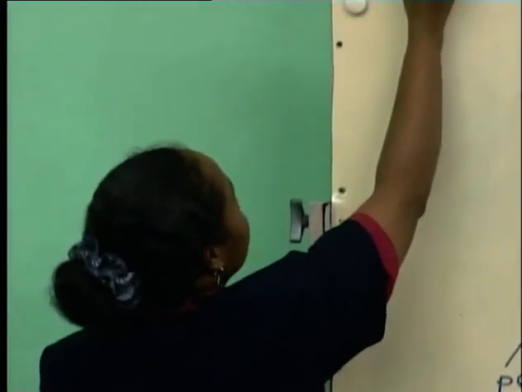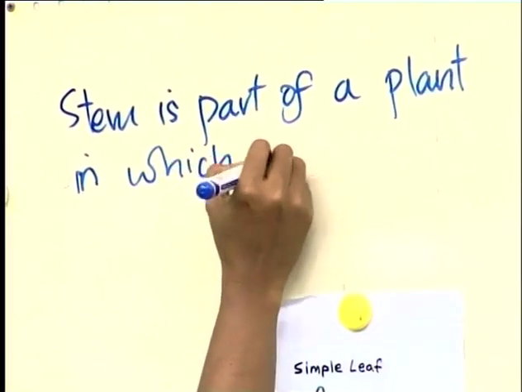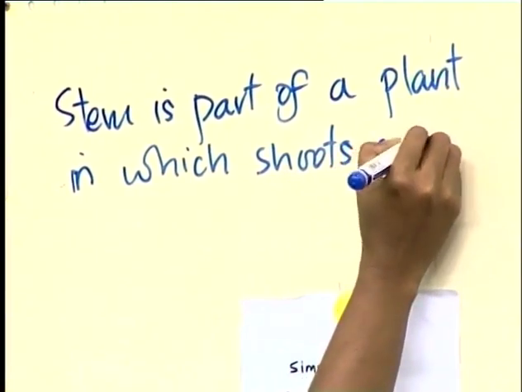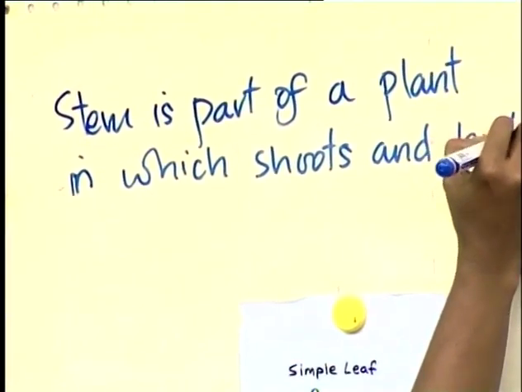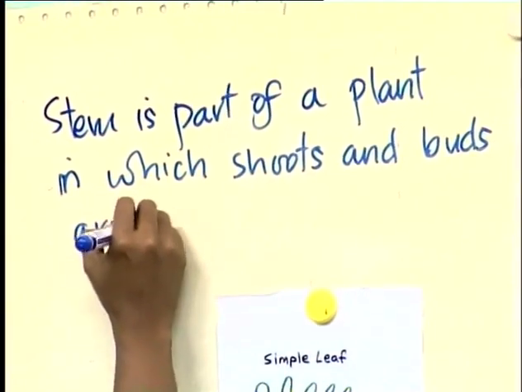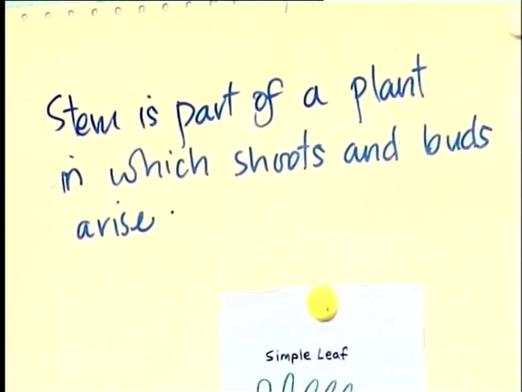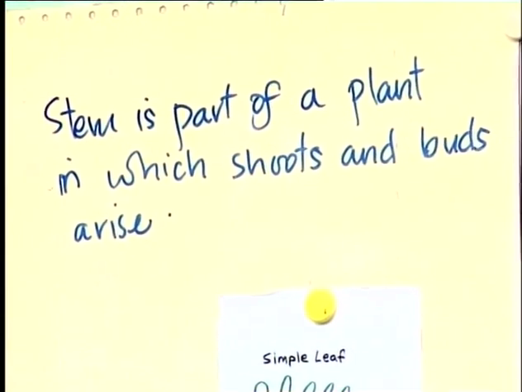All right, class, sitting up straight. Let's go back. In your previous lesson, you looked at the parts of the plant, and we know that a stem is the part of the plant from which shoots and buds grow. Is that right? That is one function of the stem. Let me write it down. Okay, it is the part of a plant in which shoots or buds arise or grow.